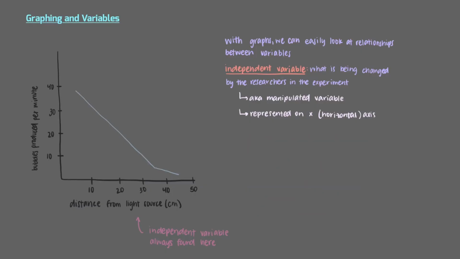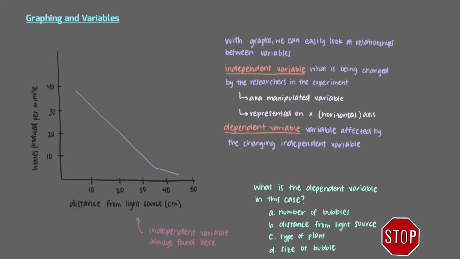The other variable, the dependent variable, is the variable that is affected by the changing independent variable. What is the dependent variable in this case? We already said that the independent variable is the distance from the light source. Our graph tells us that the distance from the light source affects the number of gas bubbles that the plant produces, so this is our dependent variable.